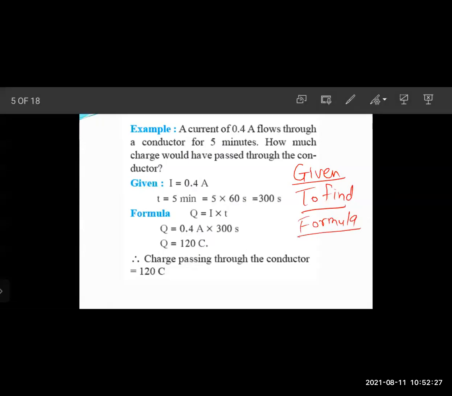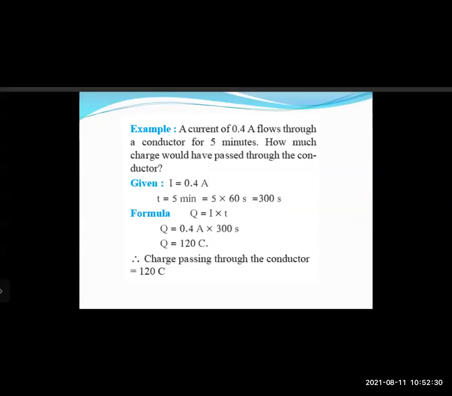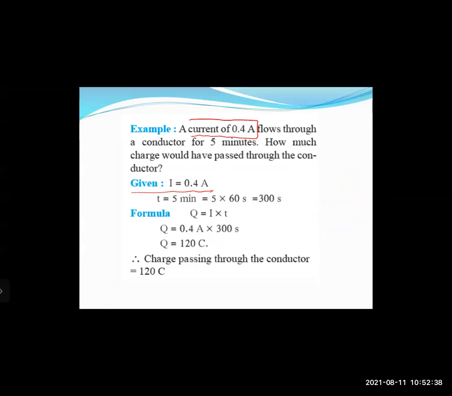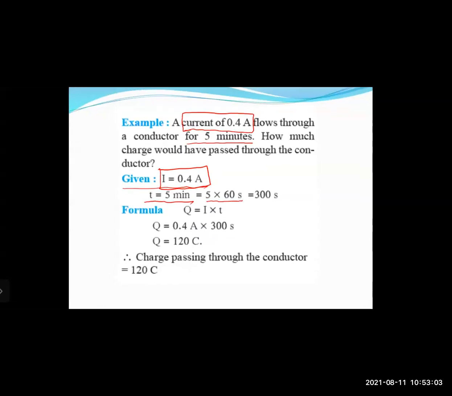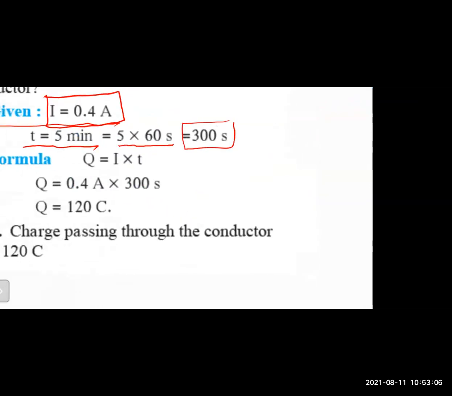Okay, so you can make a habit of exactly what things you need to write when solving a numerical. As you can see here, we have written the given, right? The first quantity given is current of 0.4 amperes. So we will write I equal to 0.4 amperes, right? Then it says flows through the conductor for 5 minutes, so time is 5 minutes, but you need to remember that we have to convert all quantities into standard units. So time is given in minutes, and you will convert it into seconds. We'll multiply 5 into 60 because 1 minute equals 60 seconds. So we'll get time equal to 300 seconds, right?